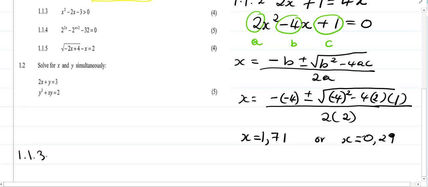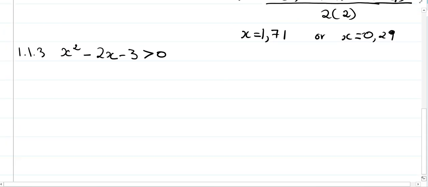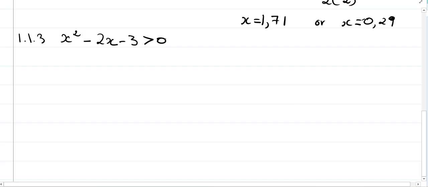Question 1.1.3, we call it a quadratic inequality. So we have x² - 2x - 3 > 0. Whenever I see this, I know that this implies an inequality. So this is how I solve this particular equation. When I have something greater than 0, this implies positive. This is where I start.